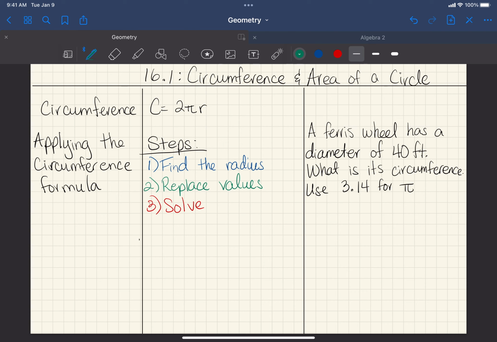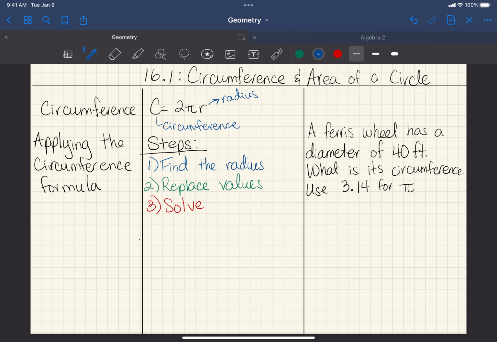Hey everyone, so today we're doing 16.1, which is the circumference and area of a circle. The first thing is that the circumference is equal to 2 pi r, where C is the circumference, pi is pi, 2 is 2. 2 is a constant, meaning it's always going to be 2. Pi is also considered a constant because it's always there. And r is what changes, it's the radius.